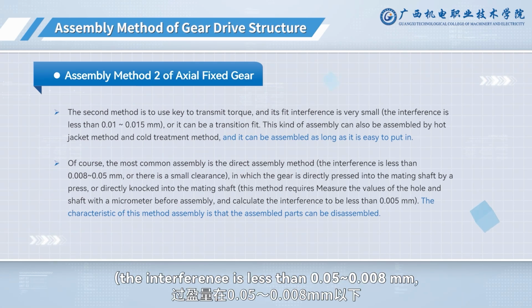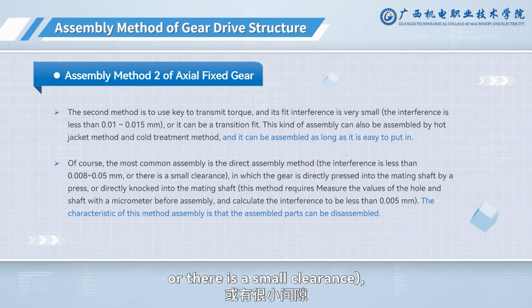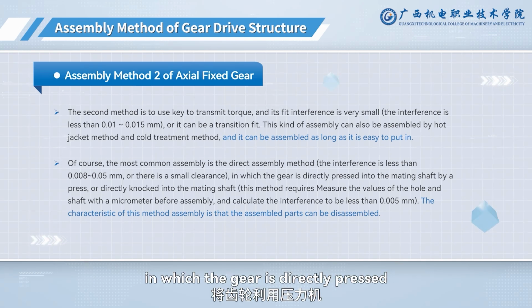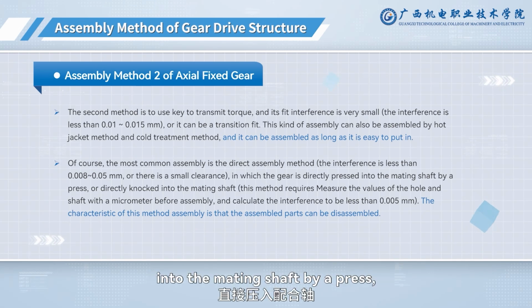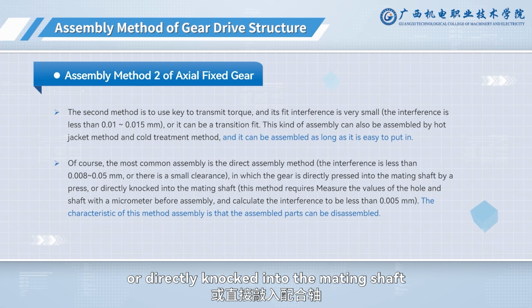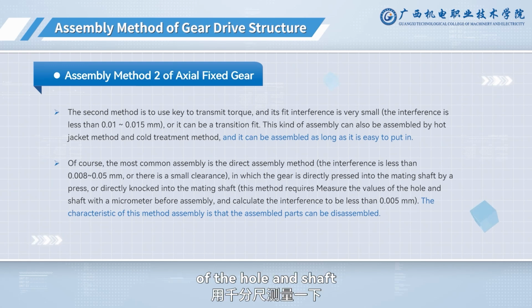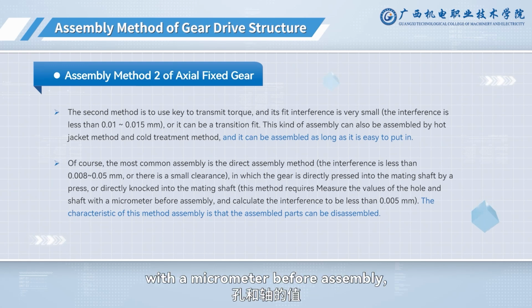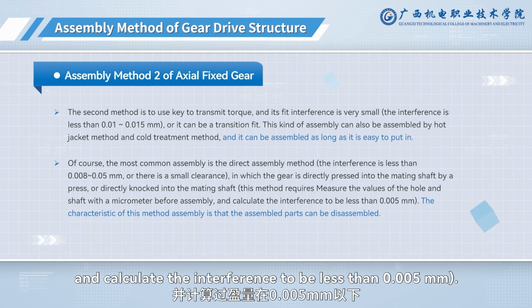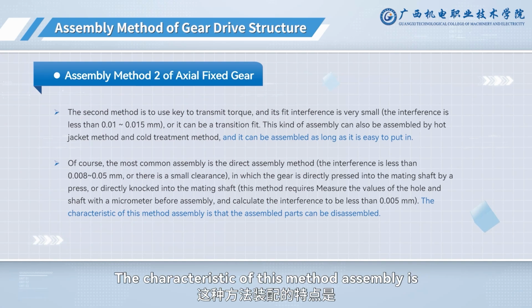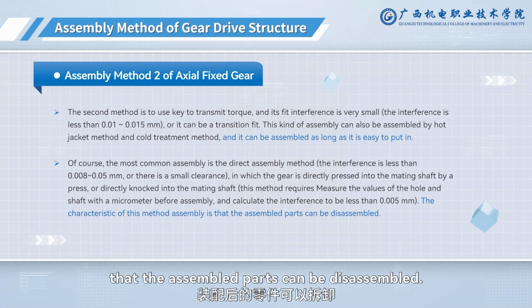The interference is less than 0.05 to 0.008 millimeters, or there is a small clearance, in which the gear is directly pressed into the mating shaft by a press, or directly knocked into the mating shaft. This method requires measuring the values of the hole and shaft with a micrometer before assembly, and calculating the interference to be less than 0.005 millimeters. The characteristic of this assembly method is that the assembled parts can be disassembled.